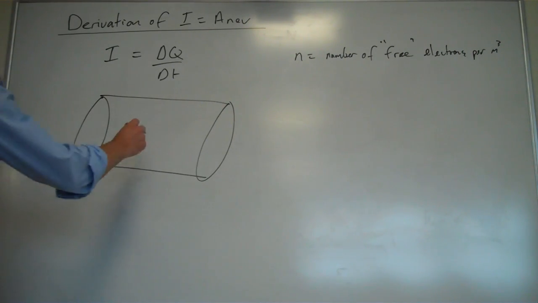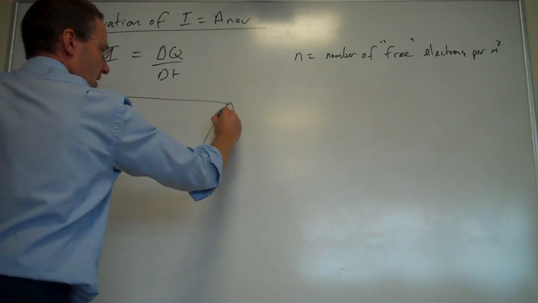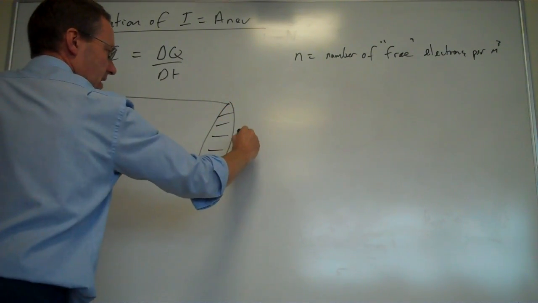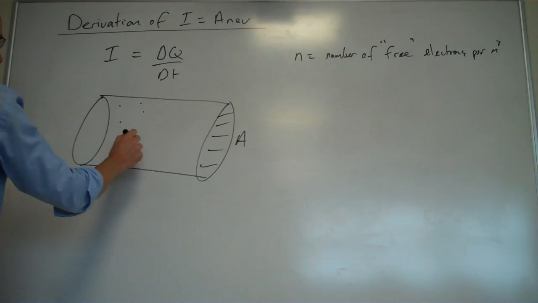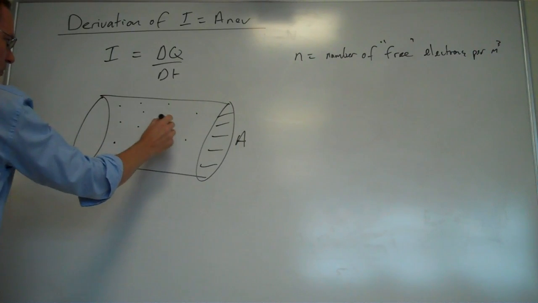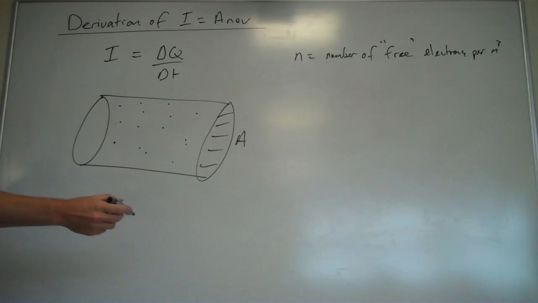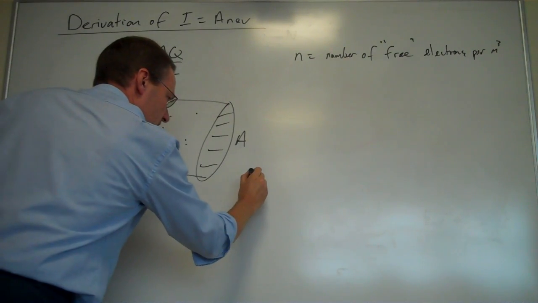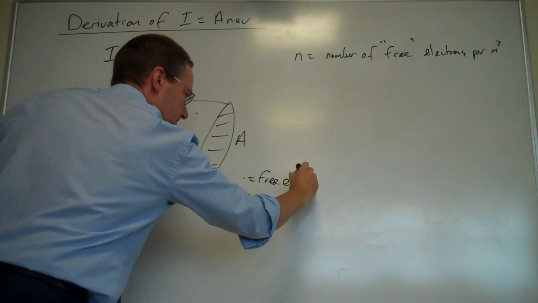Picture paints a thousand words. So there's our little bit of wire. What's this thing here, if I shade it? That's A, that's the cross-sectional area, isn't it? What are these little things? Good, they're the free electrons. So we could have a little key, that'd be nice. Dot equals free electron.